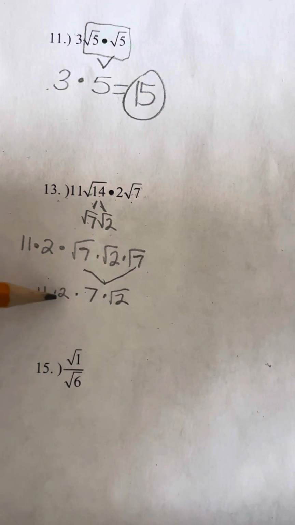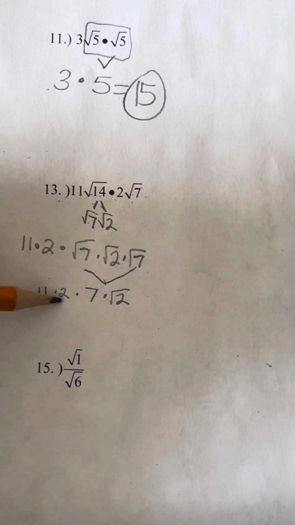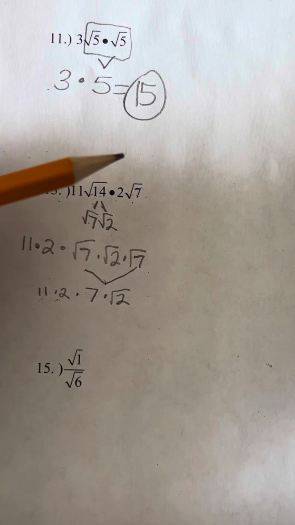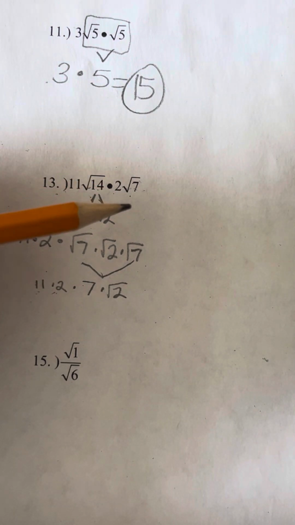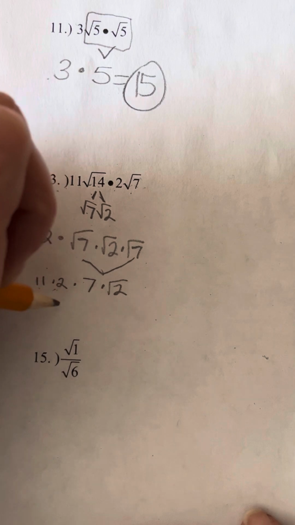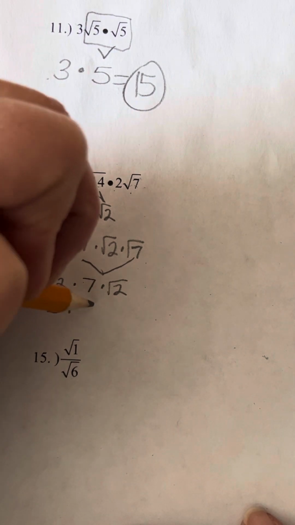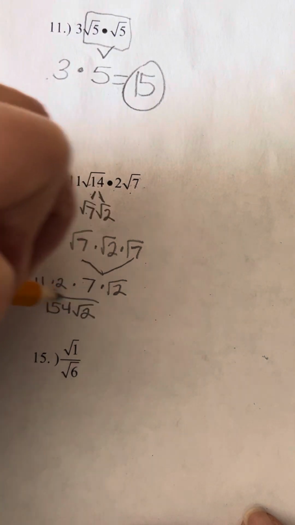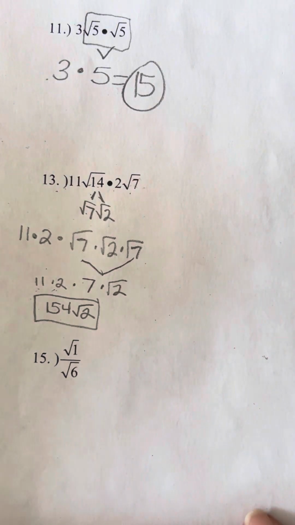So then I can just multiply the 3 numbers. 11 times 2 is 22, times the 7, which is going to end up giving me a total of 154 times the square root of 2. So that would be your finalized answer.